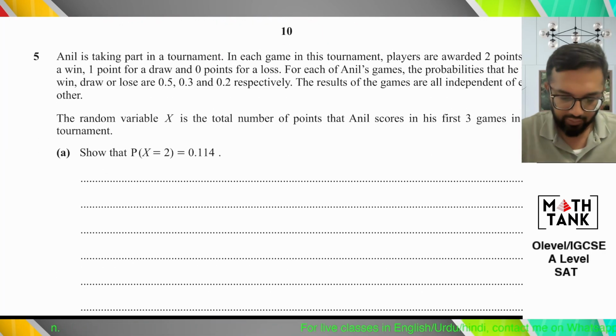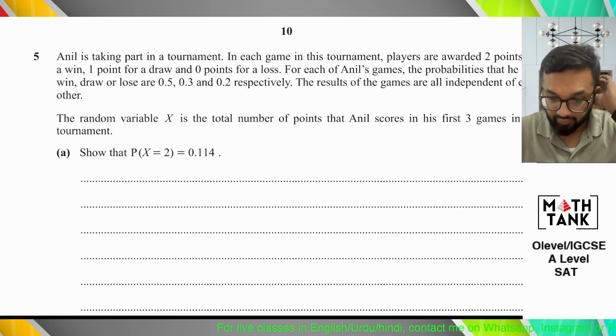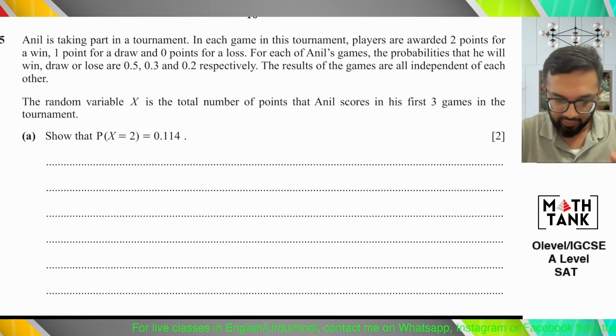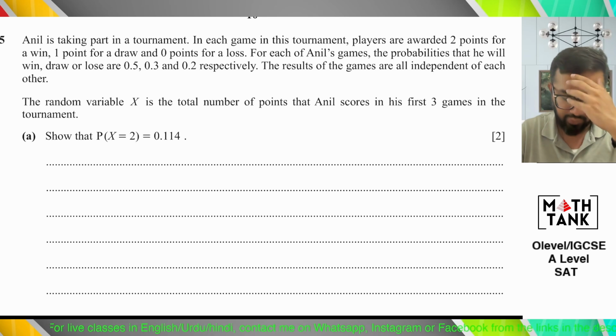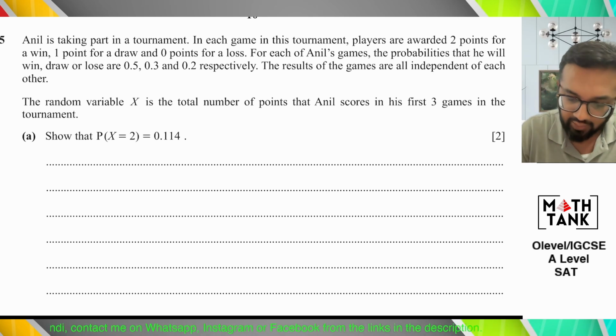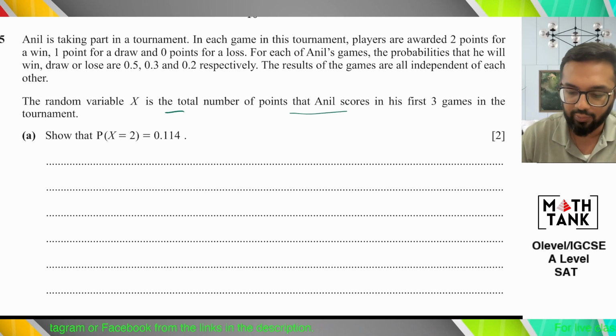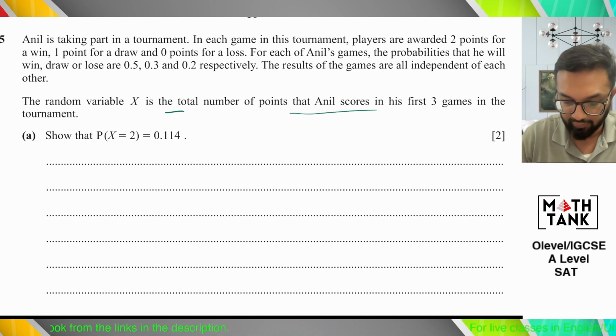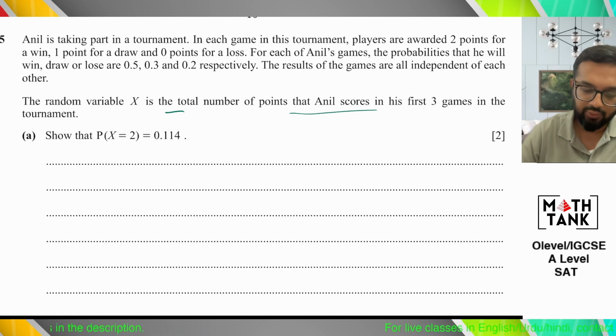Question number 5. Anil is taking part in a tournament. In each game in this tournament, players are awarded 2 points for a win, 1 point for a draw, and 0 points for a loss. For each of Anil's games, the probability that he will win, draw, or lose is given. The results of the games are all independent of each other. The random variable X is the total number of points that Anil scores in his games in the tournament, so that the probability of 2 is 0.114.